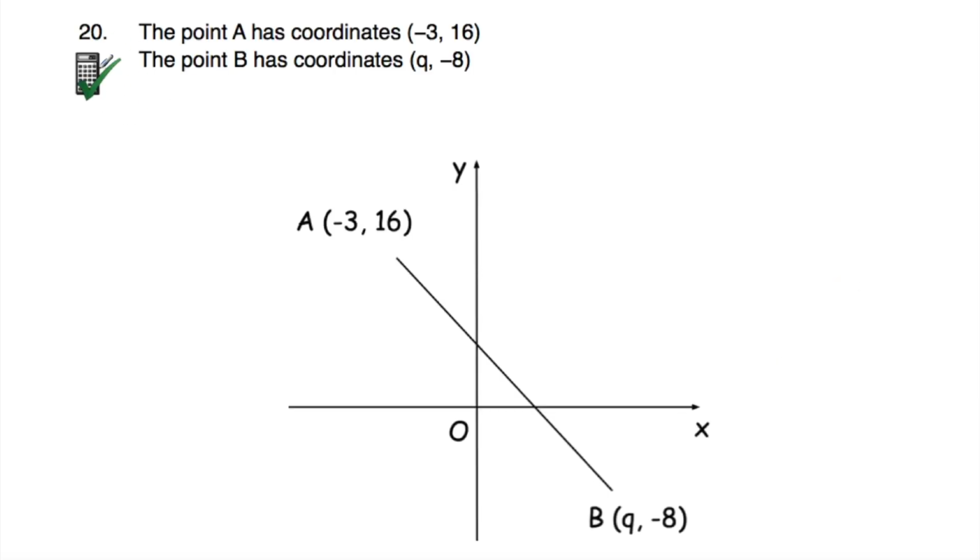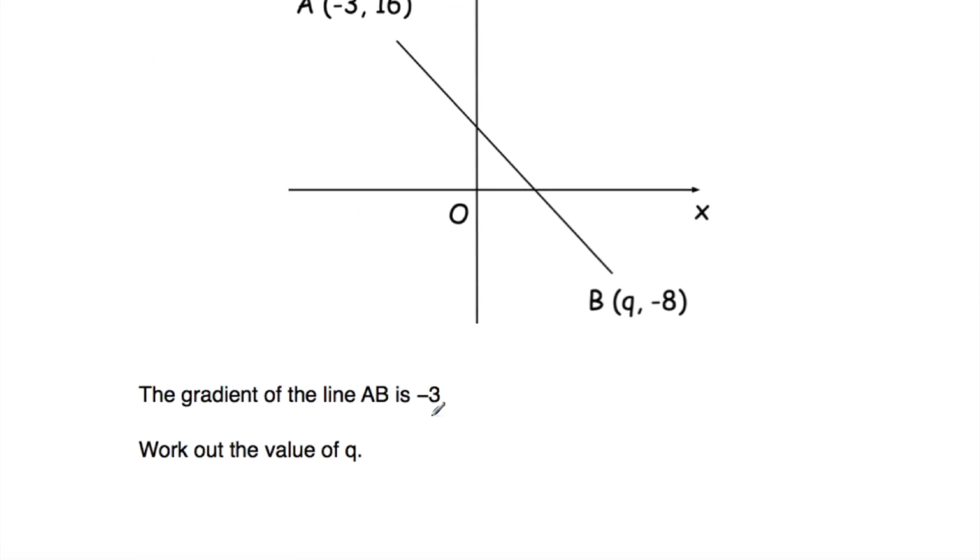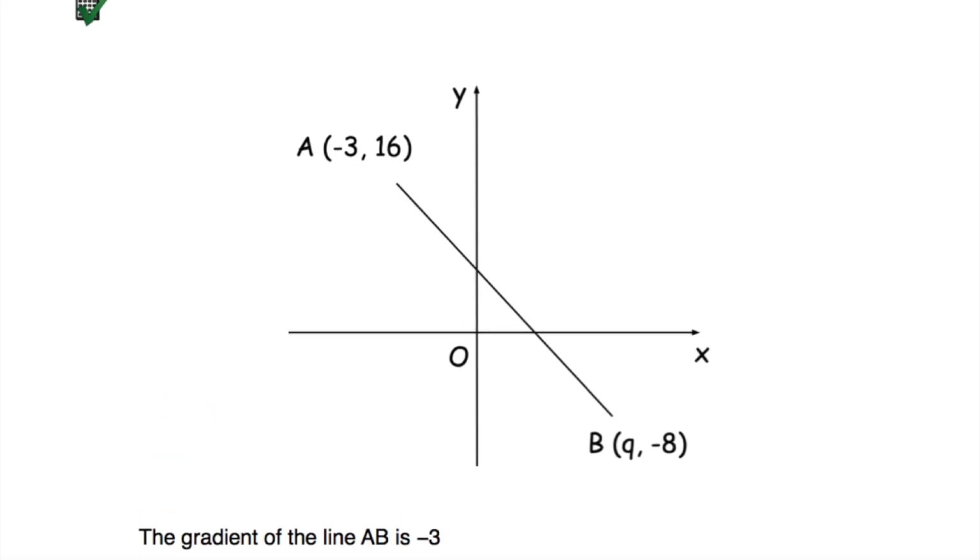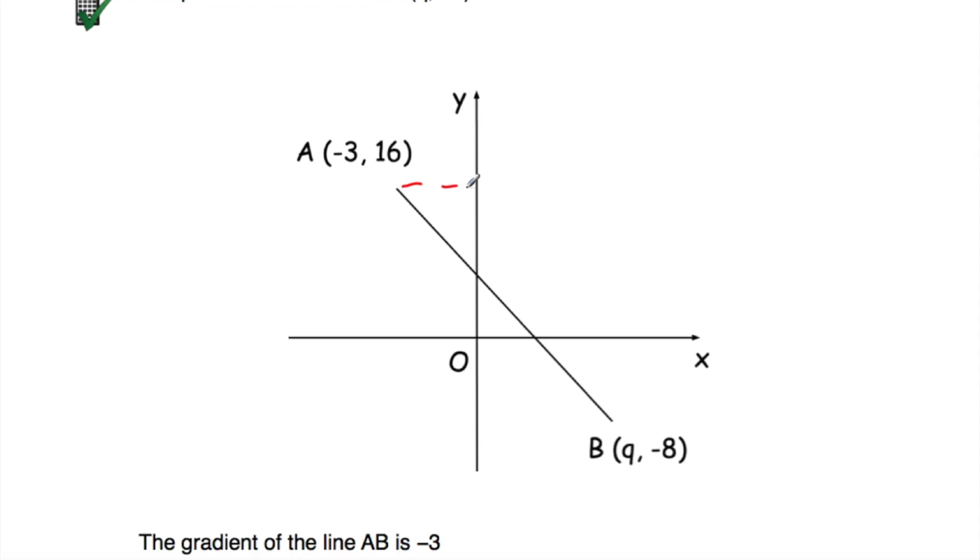Okay, let's look at our next question, question number 20. So question number 20 says that the point A has got coordinates negative 3, 16, and the point B has got coordinates Q, negative 8. And the question says that the gradient of this line is equal to negative 3, and we've been asked to work out Q, so the x coordinate of this point here. Okay, so we've got a sketch drawn for us, so let's do our little right angle triangle. So let's go across and then down.